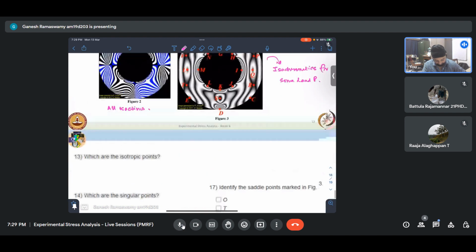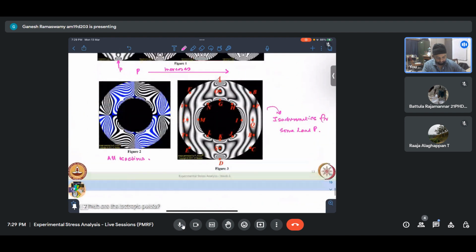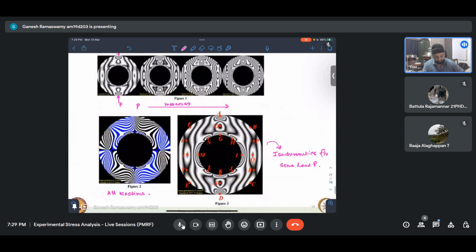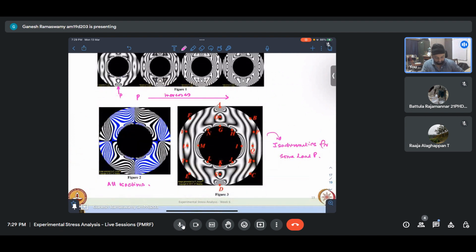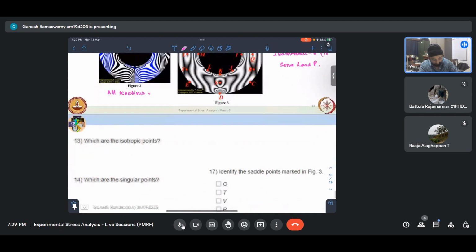Which are the isotropic points here? So for isotropic points, what is the condition? For isotropic points, all isoclinics should pass through that point.